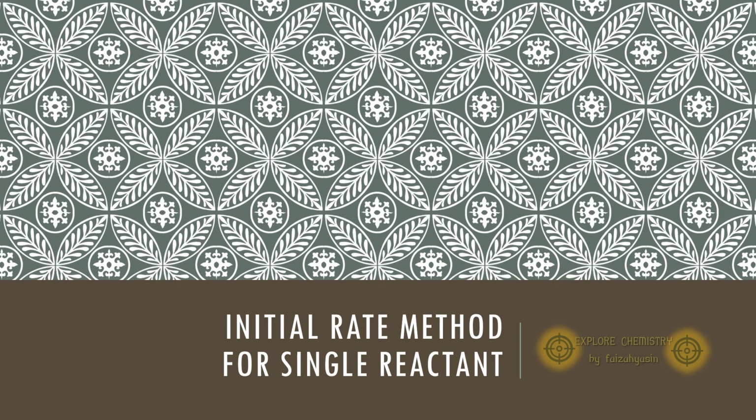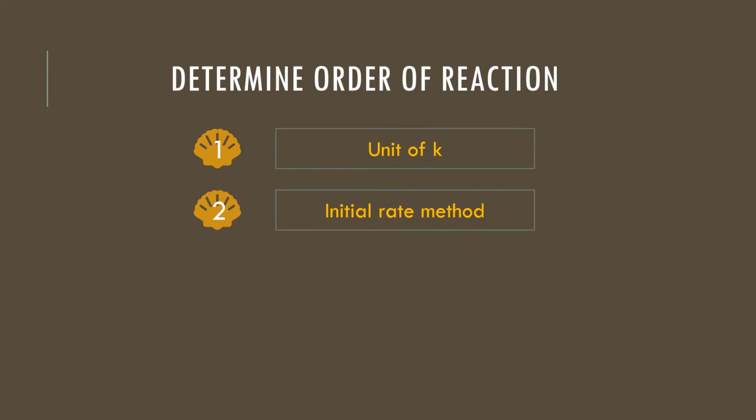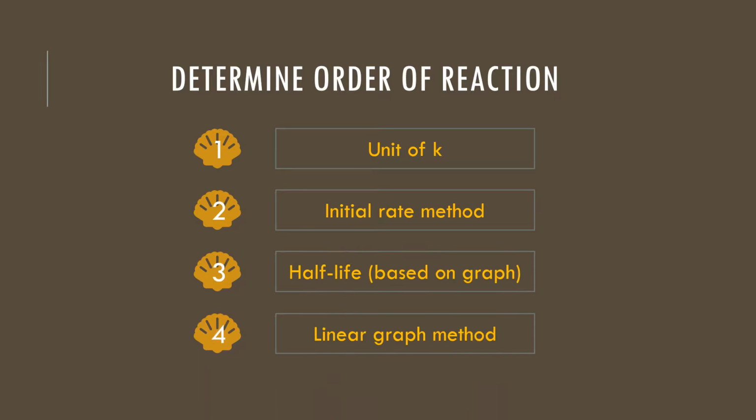Initial rate method for single reactant. There are four methods to determine order of reaction. The first one using unit of K, rate constant. The second one using initial rate method. The third one using half-life based on graph. The fourth one using linear graph method.